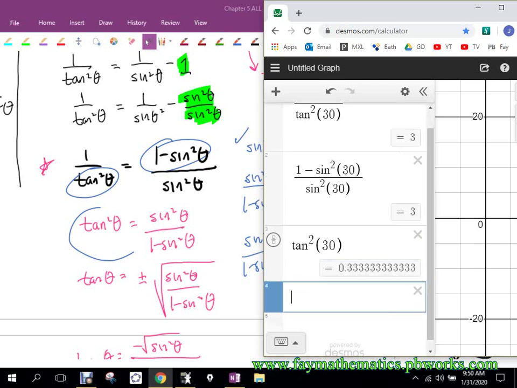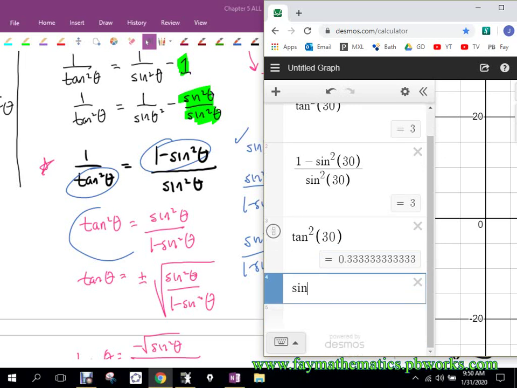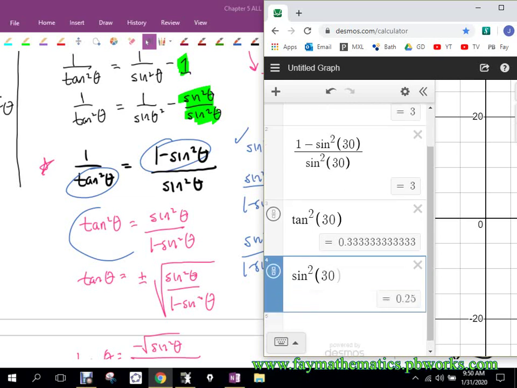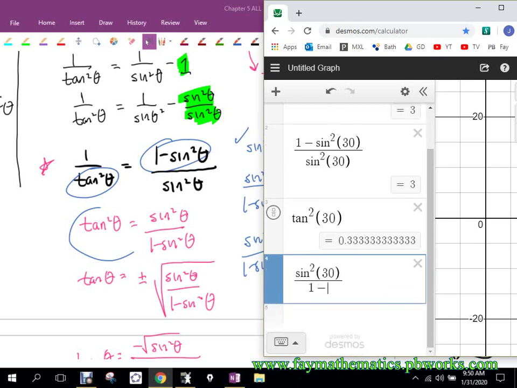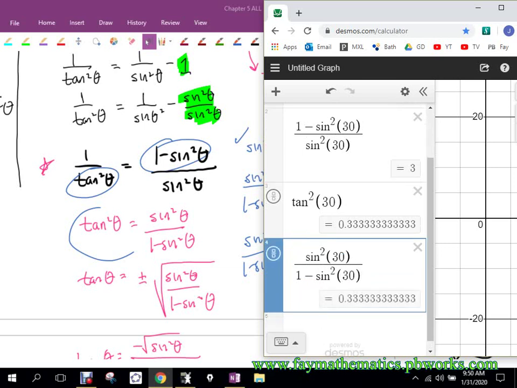Well, if I take the reciprocal of the left-hand side, is that okay when I take the reciprocal of the right-hand side? So now I'm going to write the right-hand side as sine squared of 30 divided by 1 minus sine squared of 30. And I still get equivalent values, right? So it's showing me that, yes, you're fine. You have maintained an equation throughout this process, okay?